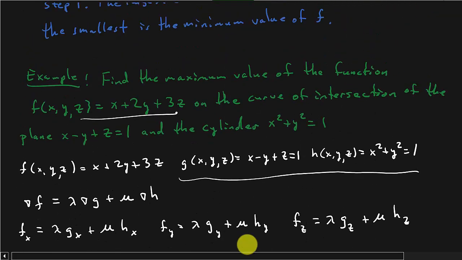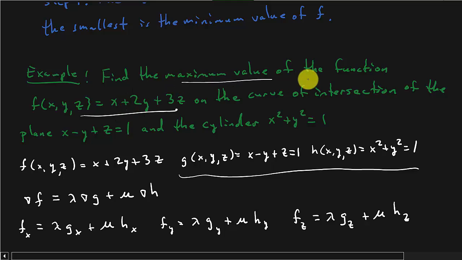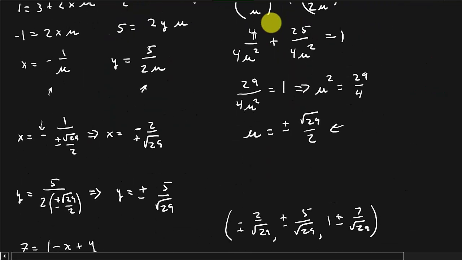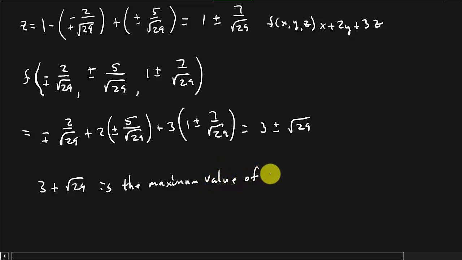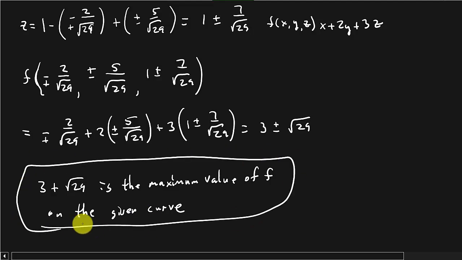And they want us to find the maximum value of the function subject to those two constraints. And so you can see that 3 plus square root of 29 is larger than 3 minus square root of 29, so it is the maximum value of f on the given curve. And there's your answer.